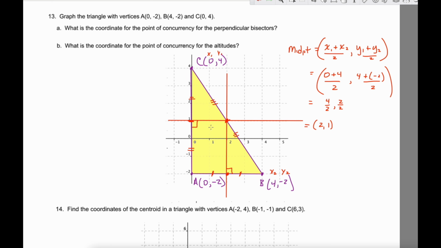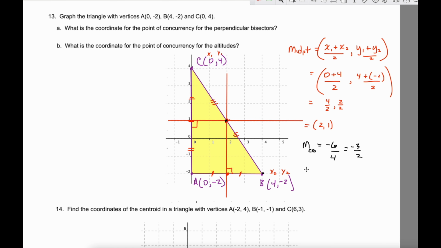And now we need a perpendicular line to C to B. So what is the slope? I'm going to say M. Let's put sub C, sub B right here. So from C to B. We're going from 4 down to negative 2. So that means I'm going down 6 units. That's a 6 unit drop. And I'm going 4 units over to the right. So that's negative 3 halves. There's my slope. So I'm going down 3 over 2, down 3 over 2.